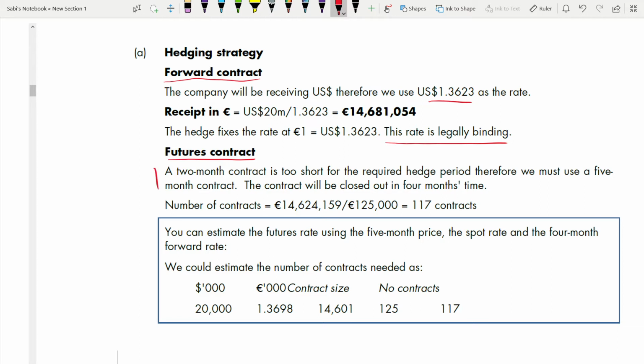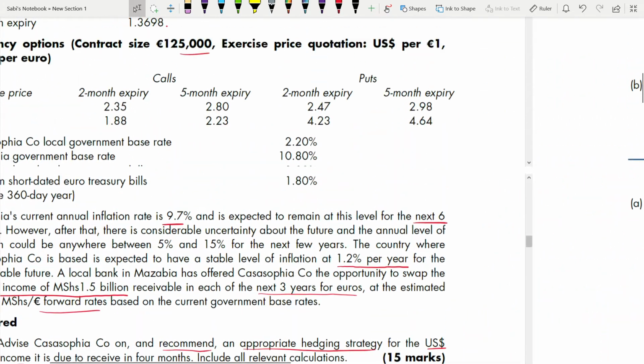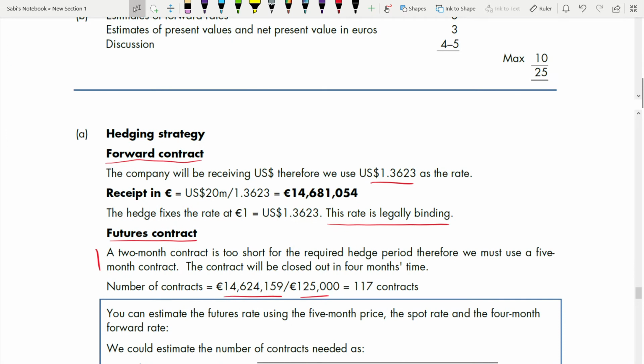The contract size is 125,000, right? That is in euro. So this euro you have already got from here. The $20 million you need to convert into euro. So how are you going to convert that? 20 divided by the future price, 1.3698, right? You shall get 14,624.